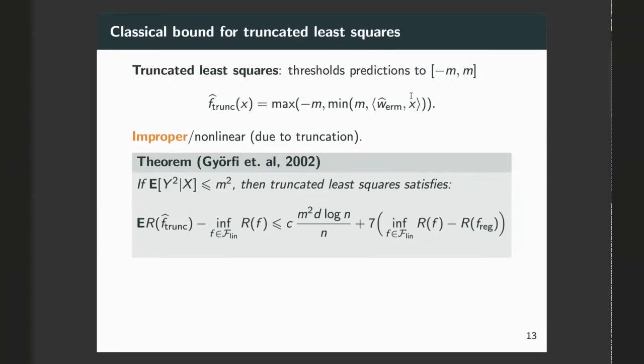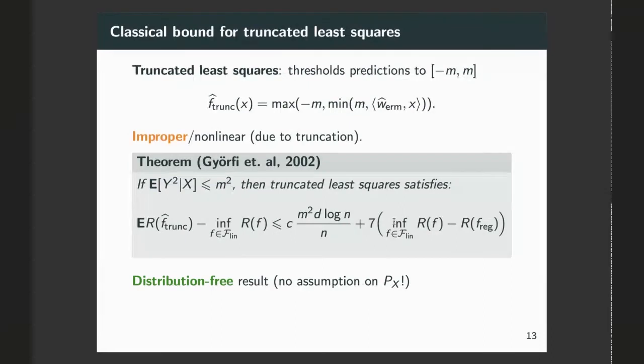which is really in a distribution-free setting. And it says that if we have our assumption, so this assumption on the conditional second moment, then these truncated least squares achieve a bound, which is this one. So we have this d over n, d log n over n, plus this term. And this is a very remarkable result because actually there is no assumption on the distribution of x, exactly as we want. So it's a distribution-free result.